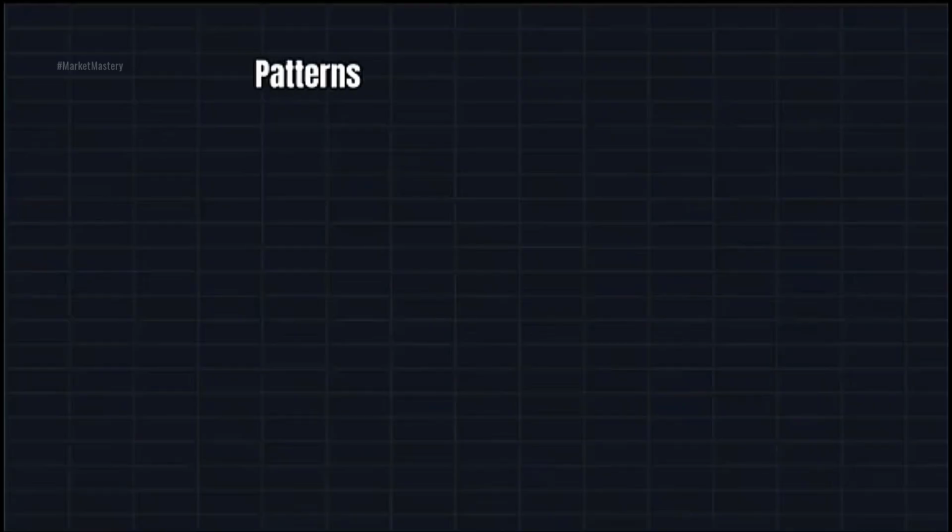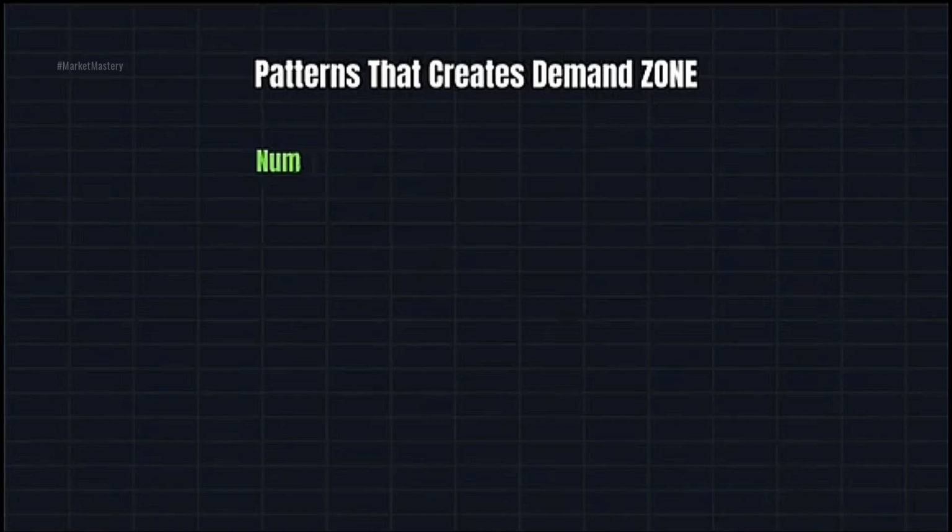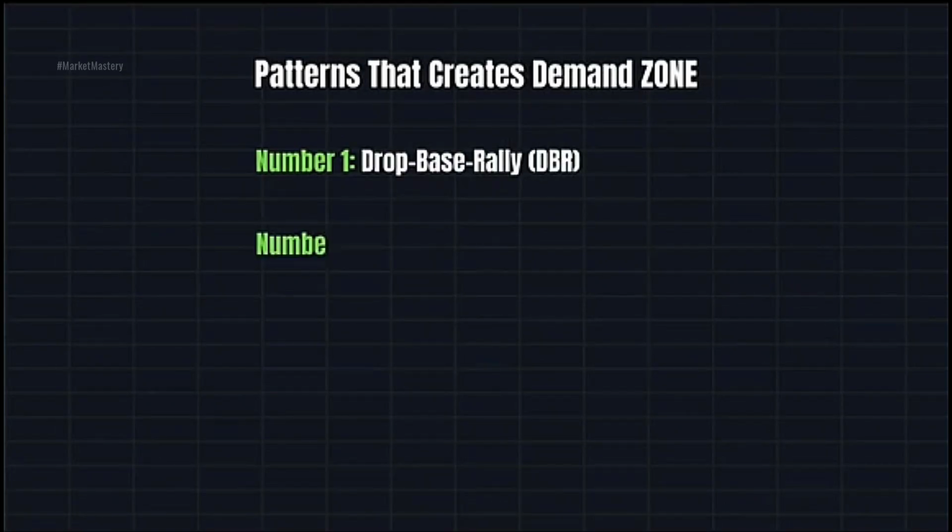First, here are the 2 patterns that create demand zones where we want to buy. Number 1, drop base rally, DBR. Number 2, rally base rally, RBR.